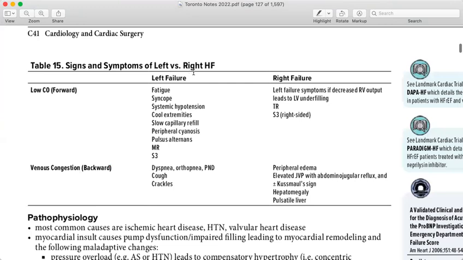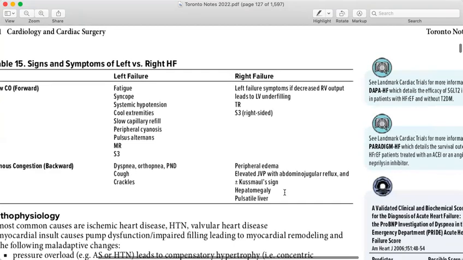Now coming to the signs and symptoms of left and right sided heart failure, low cardiac output, and then congestive venous congestion. So left sided will show all of those symptoms which will be included in the lung field. So that's why they are having those kind of things. So left sided will show syncope, systemic hypotension because all of the fluid is accumulating on this side. Along with peripheral cyanosis, pulsus alternans, cough, and then crackles and dyspnea could be there. Then right sided, there would be left failure, S3, and edema is most commonly present in the right sided one. Hepatomegaly is there, ascites could be there, Kussmaul sign is there, then pulsatile liver is there because all of the fluid is accumulated over there.